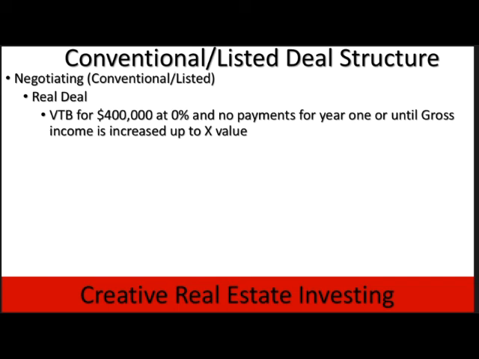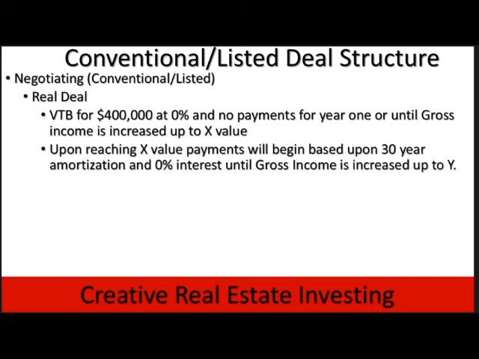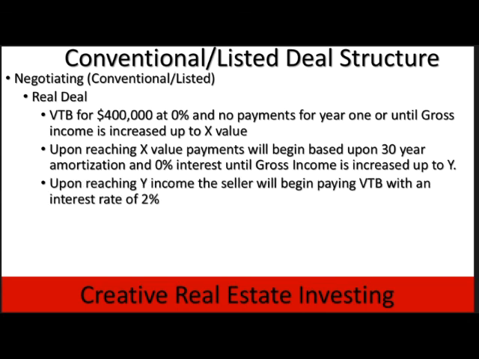All right, so continue on here. If, for example, they were willing to take your offer with a vendor take back for $400,000, you could say it's at 0% interest with no payments for 1 year, or until the gross income is increased up to X amount of dollars. So if they want to sell it based upon the potential revenues that it generates, then they need to be prepared to work with you in order to make it work. And then once you reach a certain value, payments will begin based upon a 30-year amortization, 0% interest, until the gross income is increased up to Y.